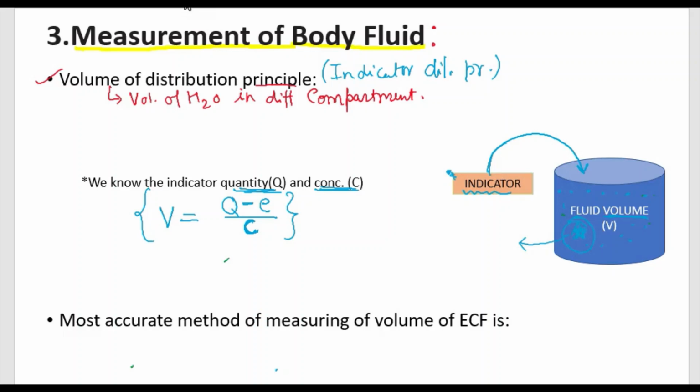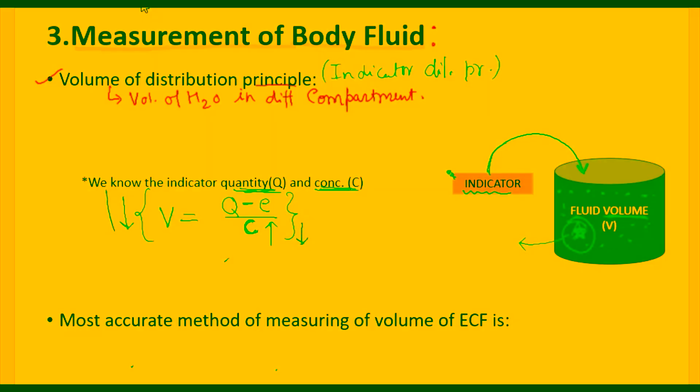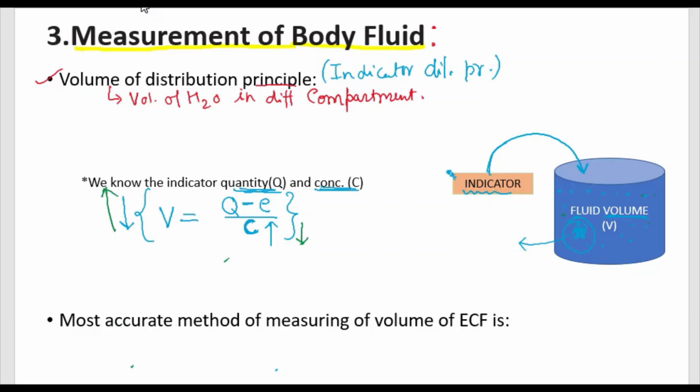If the concentration is high, then the volume of the compartment is less. If the concentration of indicator is less, then the volume of the compartment is very high.